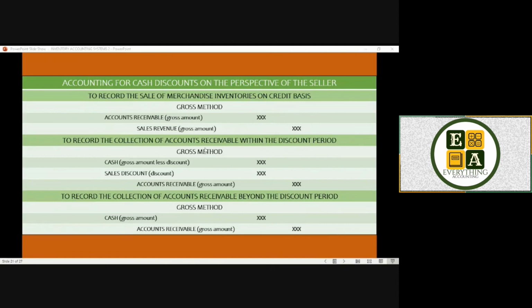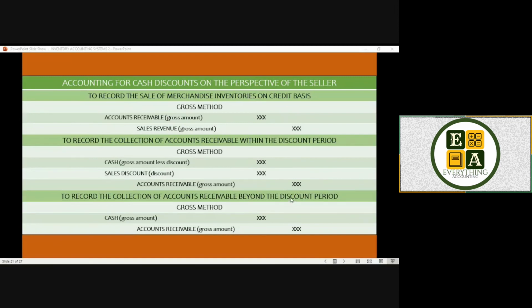So, to record the collection of accounts receivable within the discount period, what we debit to cash is the gross amount less the discount, because the customer availed of the cash discount. Then, we debit sales discount at the amount of the discount. Sales discount is also a contra sales revenue account, a contra account of the sales revenue along with the sales return. Then, we credit accounts receivable at a gross amount. That's the journal entry when within the discount period.